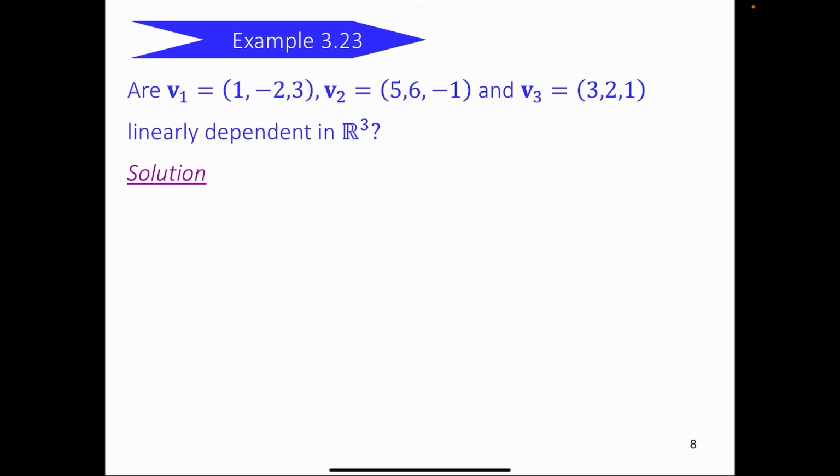Again, we have the vector space R3, and we are given three vectors v1, v2, v3 as follows. And again, we want to show that the set S with v1, v2, v3, a subset of R3, is a linearly dependent set.